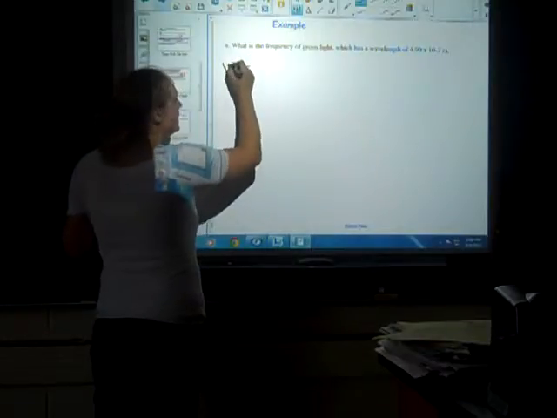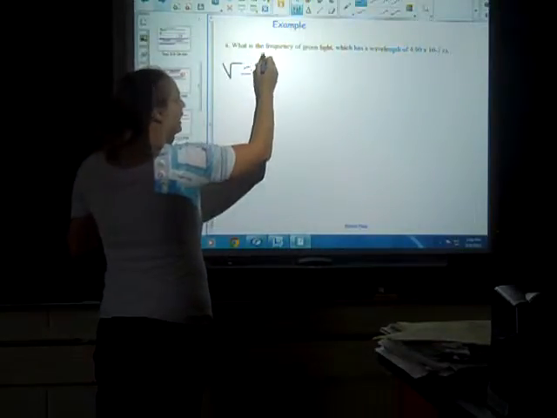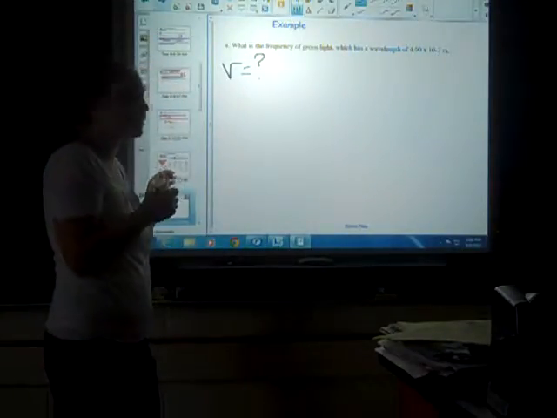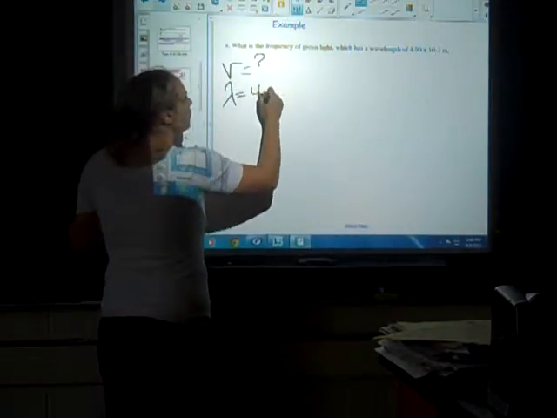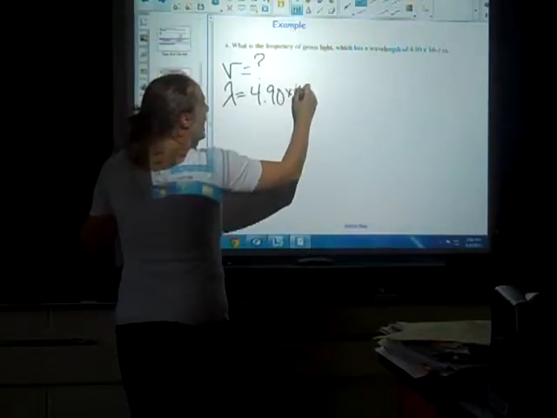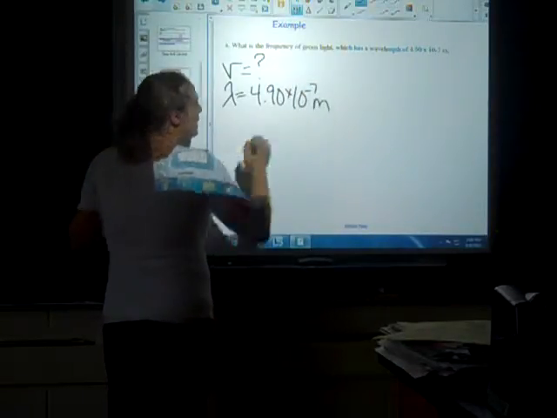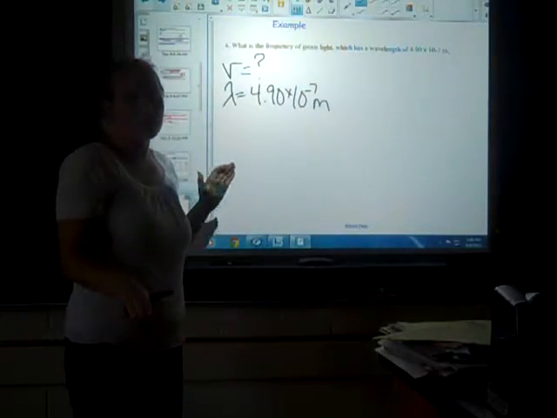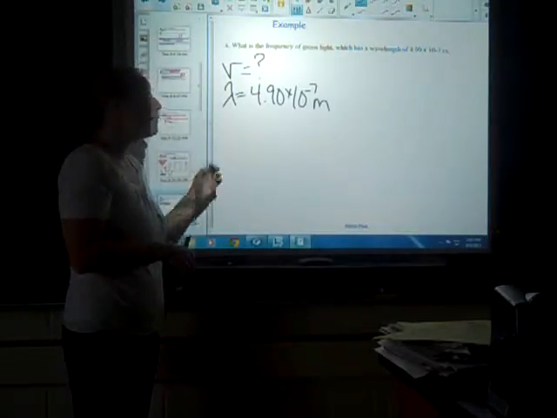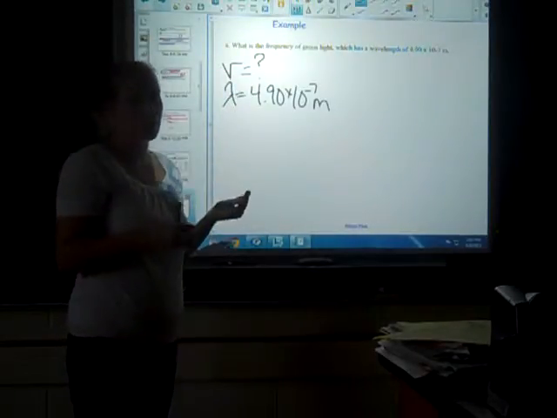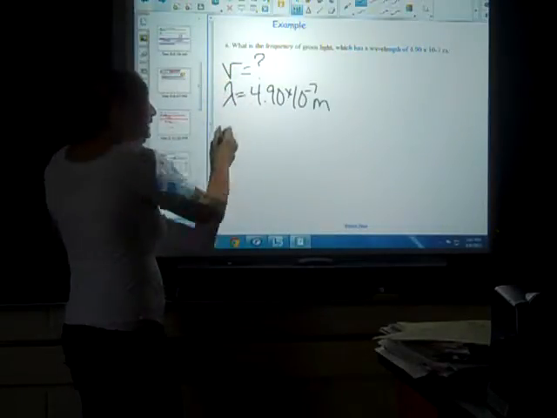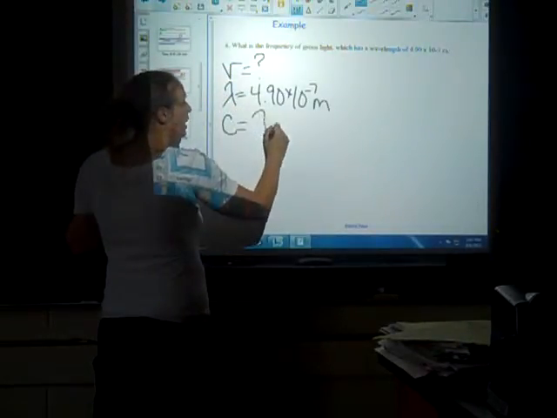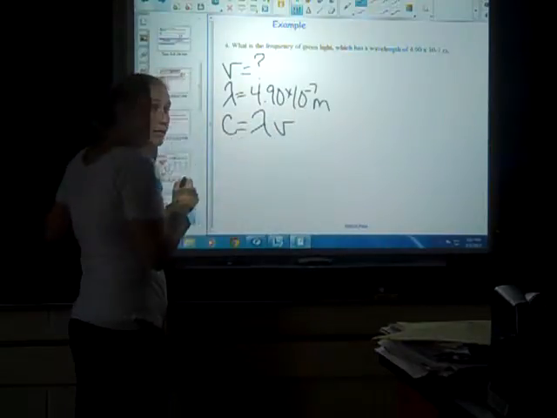Well, I remember frequency is that funky looking v, okay? And I don't know it, so I'm going to put a little question mark there. It says it has a wavelength, so that's our lambda, of 4.90 times 10 to the negative 7th meters. Now it's pretty evident what formula we're going to use here because we've only introduced one. But if I was unsure, I could go to my reference tables and look for an equation that has these two variables in it. There is only one, and that's the speed of light equals the wavelength times the frequency.